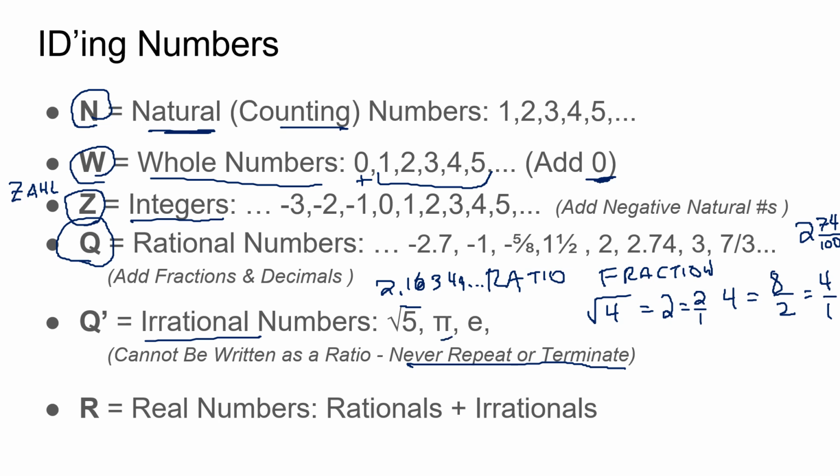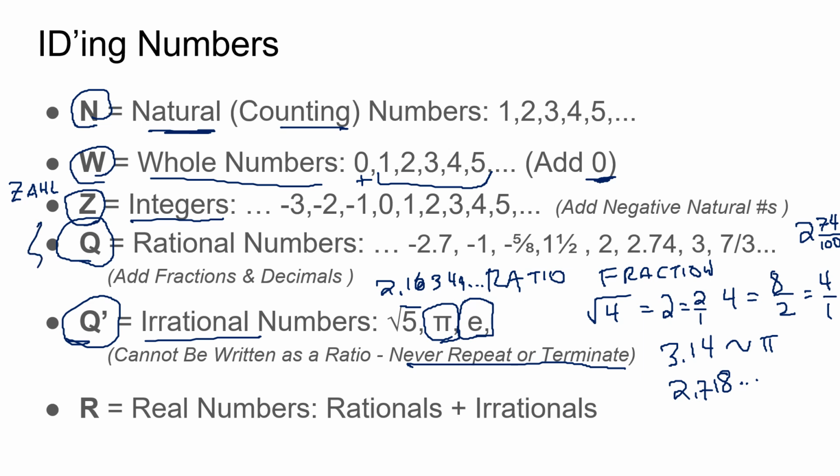Pi right here is an irrational number. A lot of times we'll use 3.14 as an estimate of pi, but that's not quite right, right? It keeps going. It never repeats, never terminates. E is another number that we'll see this semester, close to 2.718, blah, blah, blah. But again, it goes forever, so that would be an irrational number. All right, that's a different kind of set of numbers.